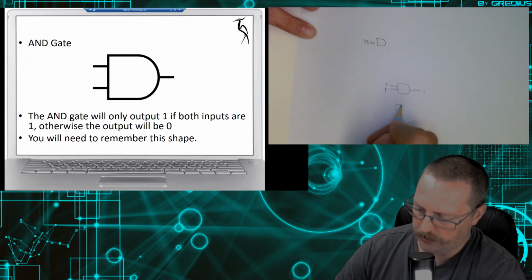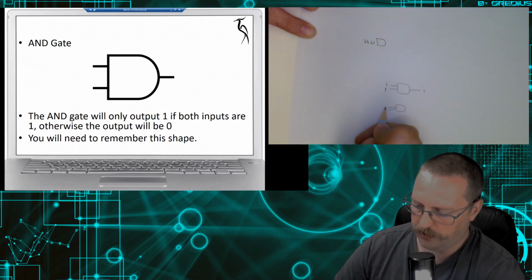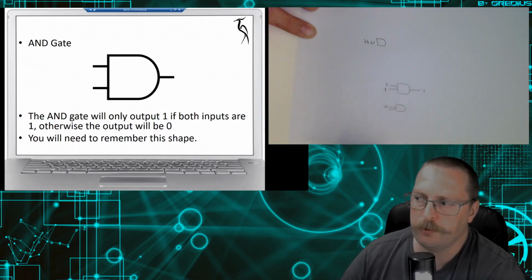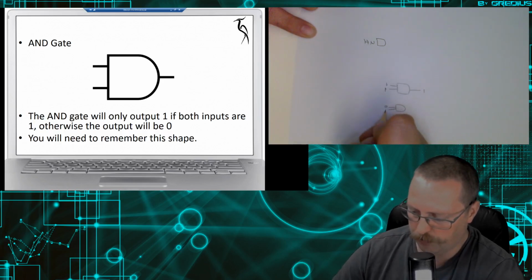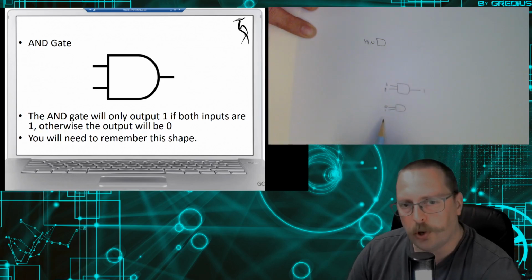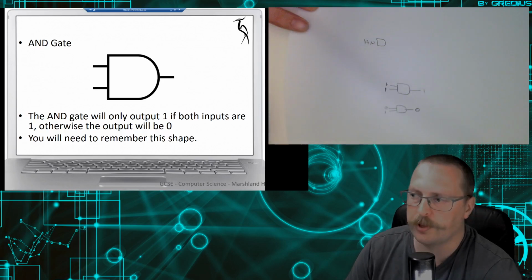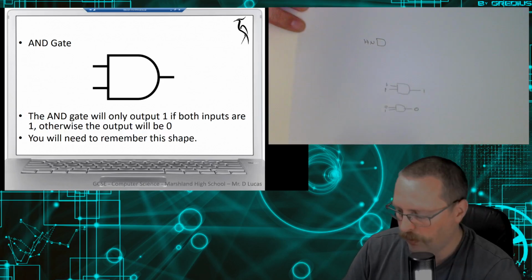If I did another AND gate and I have an input at the top here as off, which is the 0, and this one here as on, because both of the inputs are not on, the output is off, which is a 0. And that's kind of an understanding of this.